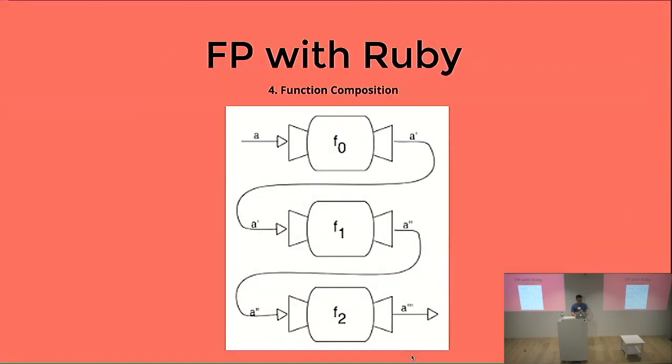Cool. So I've proven that Ruby actually can do functions, higher order functions, and also currying. But to me, the coolest thing that you can do with functions in Ruby is actually function composition. What function composition means is that you can combine multiple functions to build bigger functions that can do more powerful things.